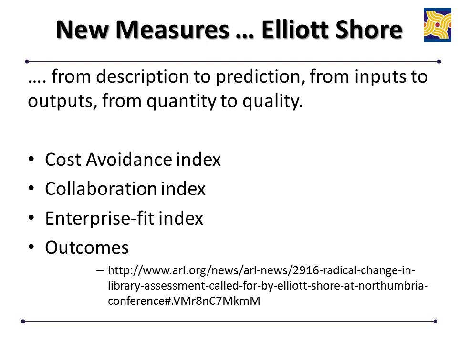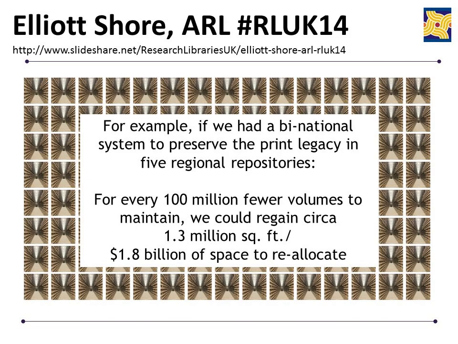And in another presentation he did at the research libraries in the UK, he brought an interesting example. It was a presentation about the coherence at scale thinking that's happening through CLEAR, and Elliot is participating in that. He was putting it in context as a sort of challenge. For example, he says in this slide, if we had a binational system to preserve the print legacy in 5 regional repositories, a limited number of repositories, for every 100 million fewer volumes to maintain, we could regain about 1.3 million square feet. That's about 1.8 billion of space to reallocate.